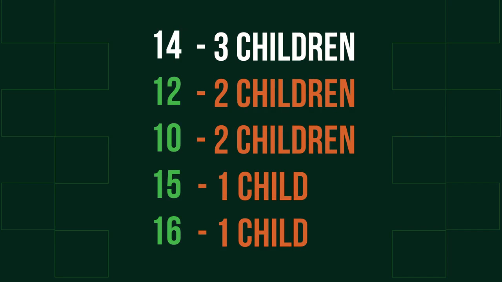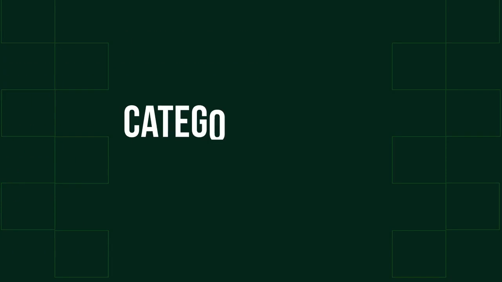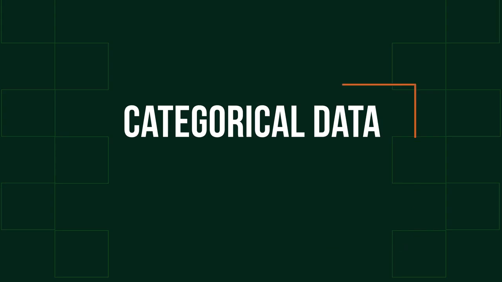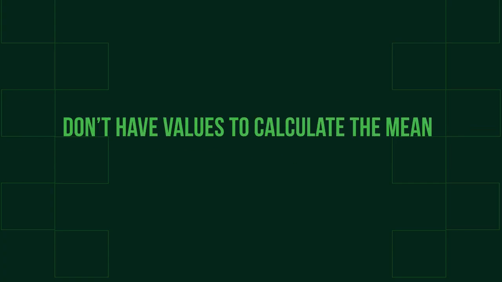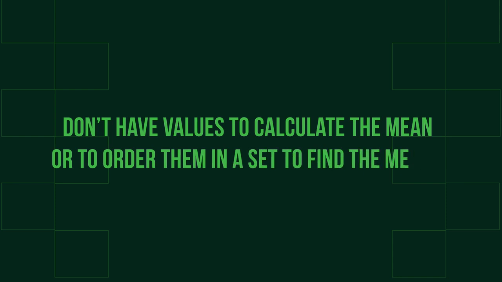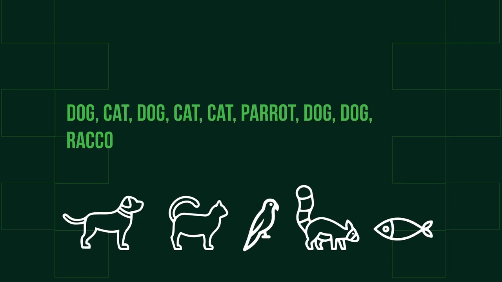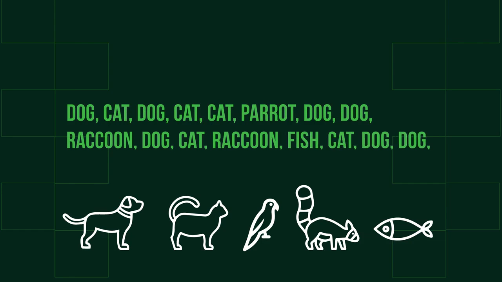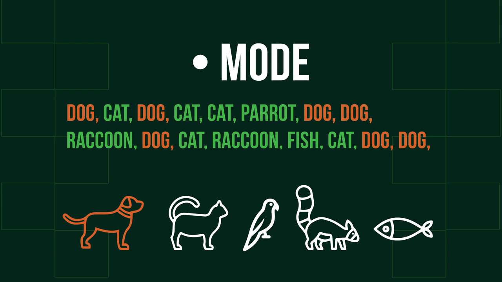As you can see, average values can be very similar or even the same, but there are situations where some of them fit the purpose better than others. For example, if we are trying to find a measure of central tendency for categorical data, we can only use mode. That's because we don't have values to calculate the mean or to order them in a set to find the median. Consider this. Students from the same class were asked what their favourite pet was, and here are their answers. We can easily notice that most of the students preferred dogs, so we can conclude that this is the mode of their pet preference.